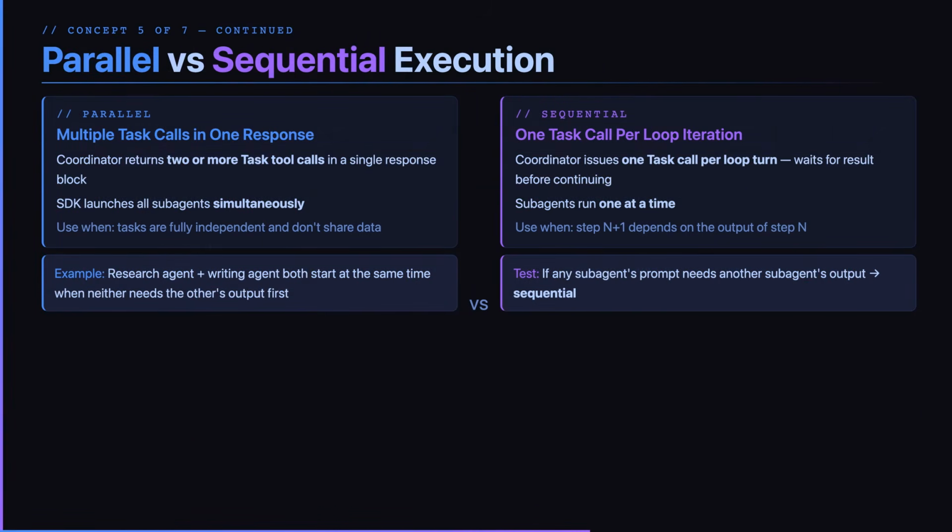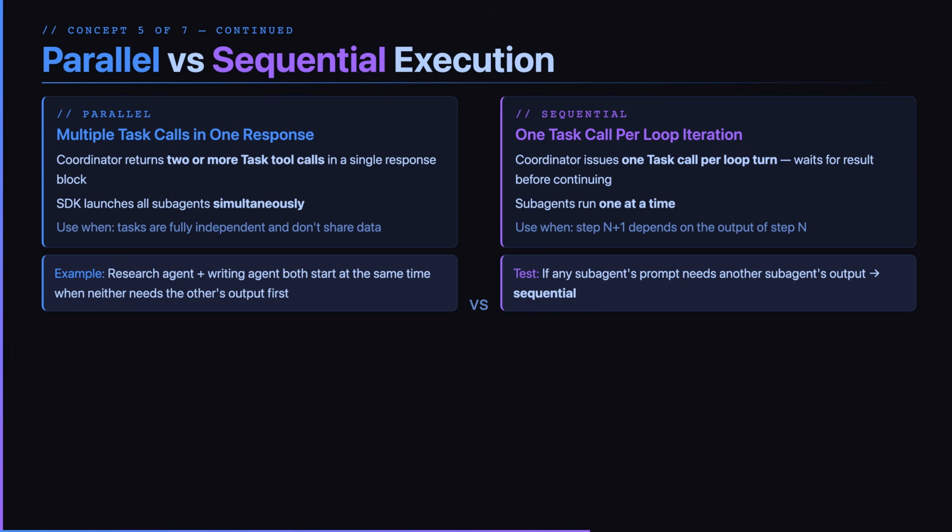Once you understand the task tool, you need to know when to use parallel versus sequential execution. Parallel means the coordinator returns multiple task calls in a single response. The SDK launches all subagents simultaneously. Use this when tasks are fully independent.